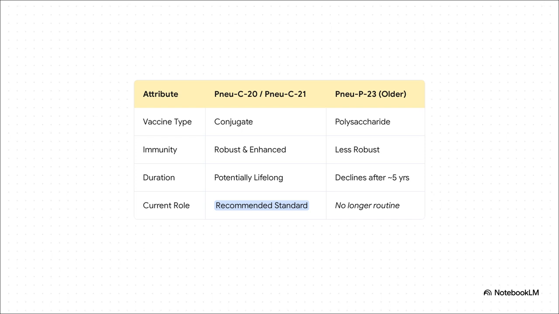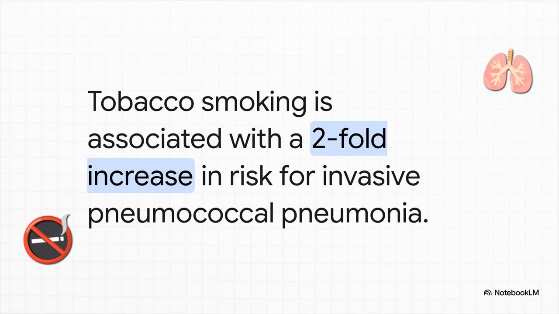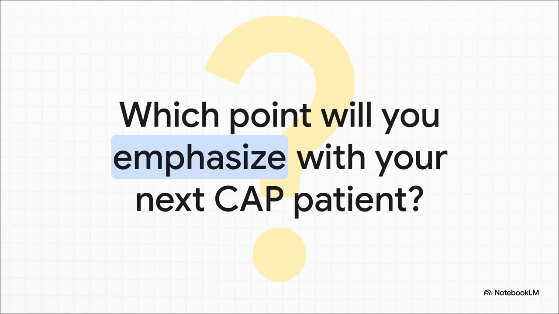Why? Because they trigger a much more robust, durable, and potentially lifelong immune response. This is a vital conversation you should be having with all your eligible adult patients. And please, always remember this incredibly powerful fact. Smoking literally doubles a person's risk for invasive pneumococcal pneumonia. Encouraging and supporting smoking cessation is one of the single most effective preventative health interventions you can be a part of. And that brings our clinical update to a close.